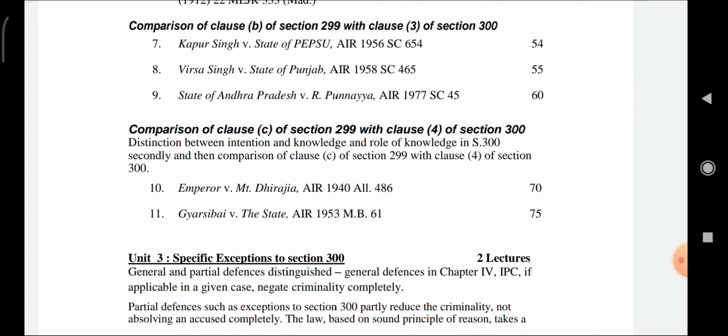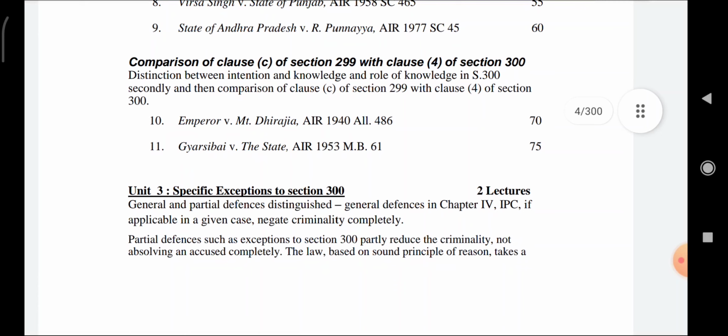There are two leading cases related to this: Emperor versus Mount Dhirajya, and Garsibai versus the State. Okay, we need three specific exceptions to Section 300.